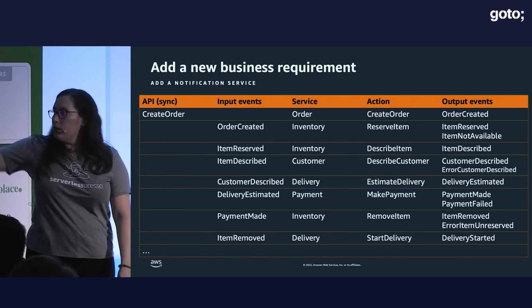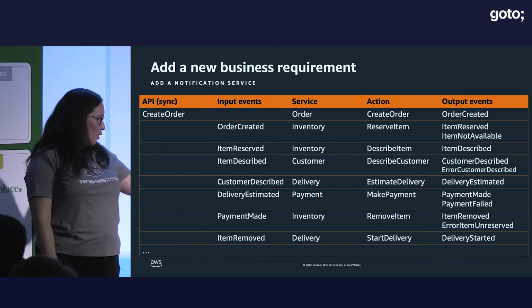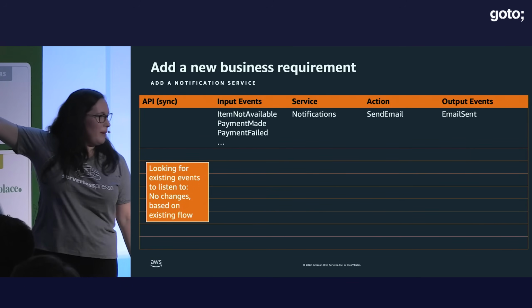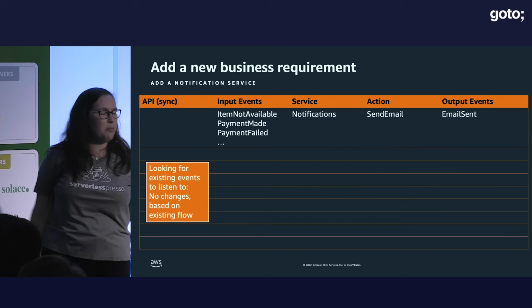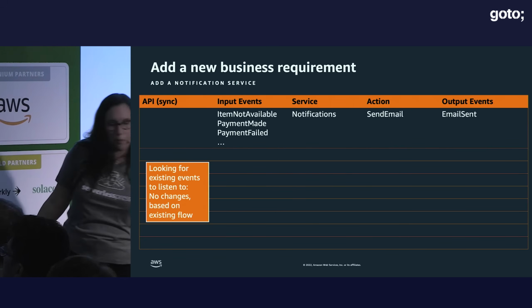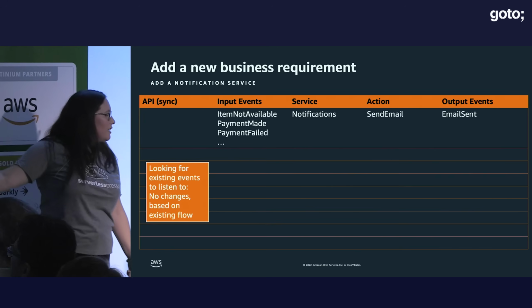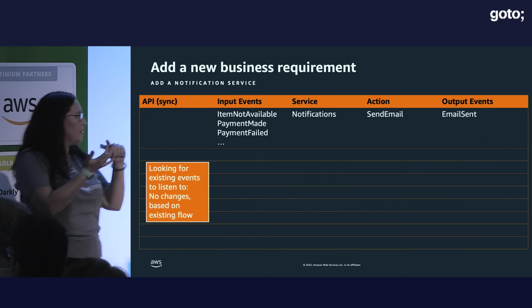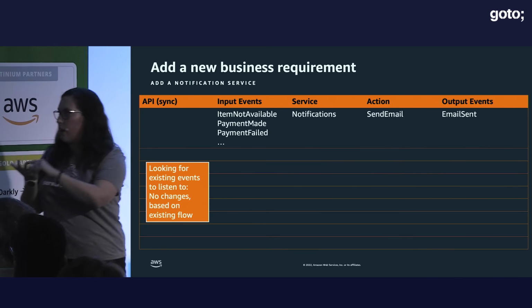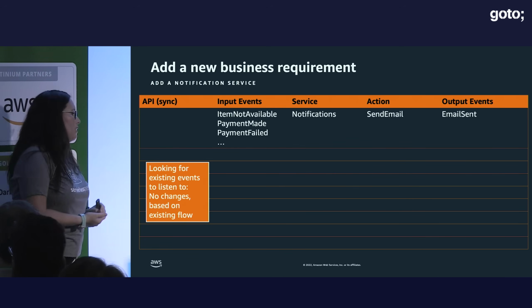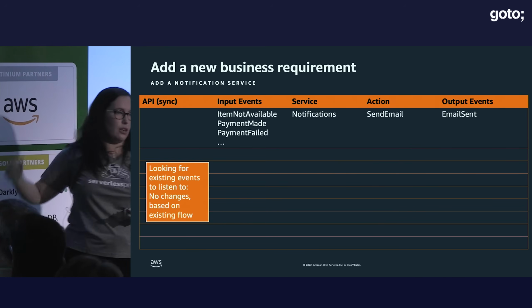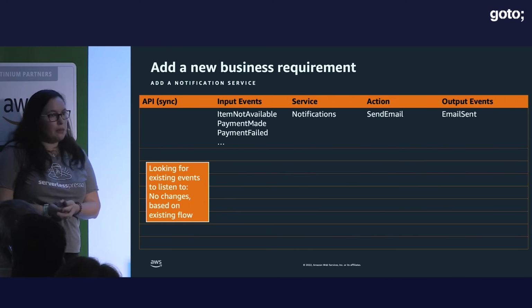So I go and change all my table. No, my dear, you don't. You just add one line, and you listen to all the events that you care for, and you send an email. That's the magic of event-driven applications. No need to change anything else. You have events for when the item is not available. You have an event when the payment failed. You have an event when the payment was successful. You have all that information. So you listen to it, and you send an email when that happens. And that's the beauty of it.